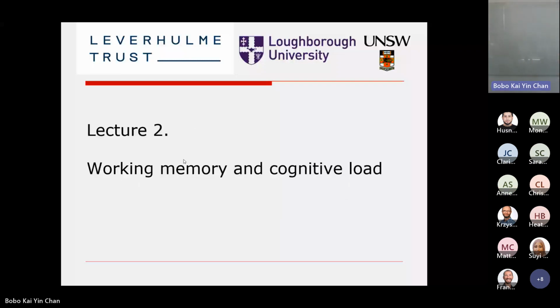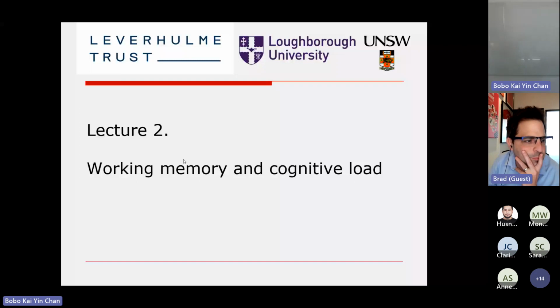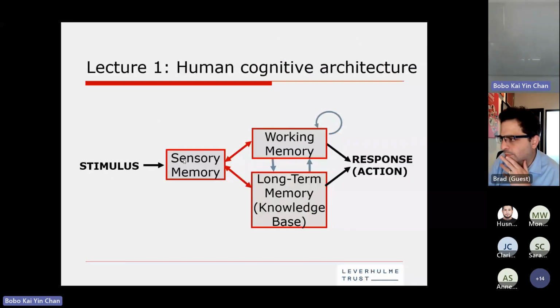So today is the second lecture. We're going to talk about working memory and cognitive load. Just to refresh and put it in some perspective: last week, we talked about human cognitive architecture from two perspectives. The first one was experimental psychology, the empirical perspective, which was around this diagram showing the major components of this human cognitive architecture. And today we are interested in that one, which is working memory.